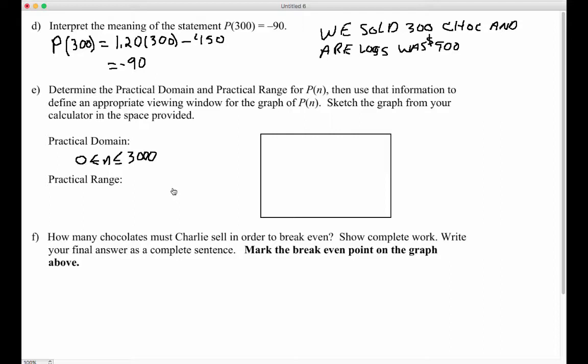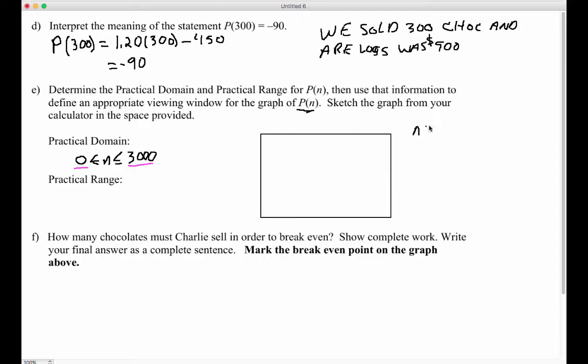Well, to find the practical range, we back up just a moment here. We're talking about P of n, the profit function, the practical domain, and the range for the profit function here. The domain makes sense just based upon what they gave us in the problem statement, but how do we figure out the practical range on the profit? Well, we're going to take the endpoints from our domain here. We're just going to take these two numbers, the 3,000 and the 0, and we're going to plug those into P of n, and they're going to give us the practical range values.